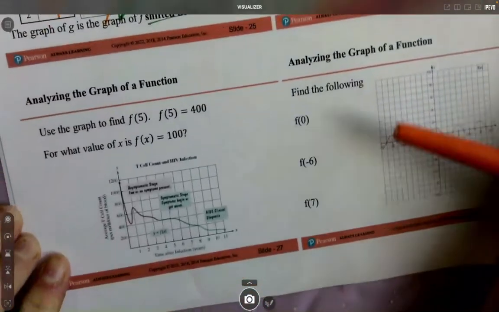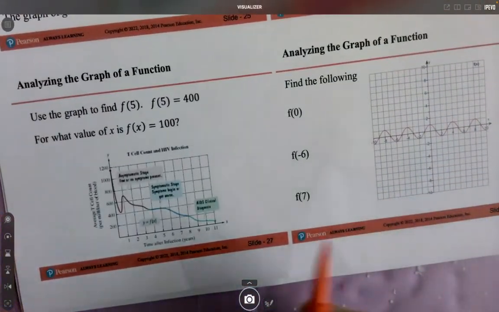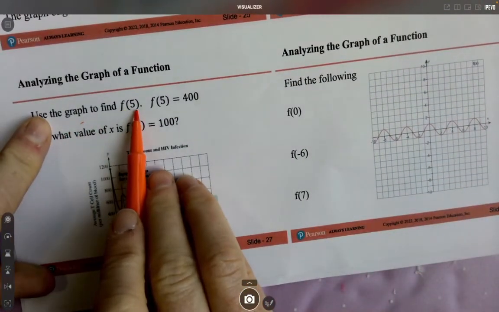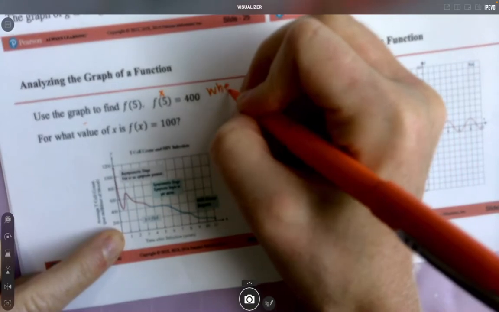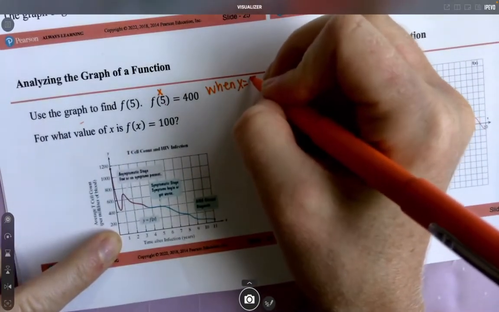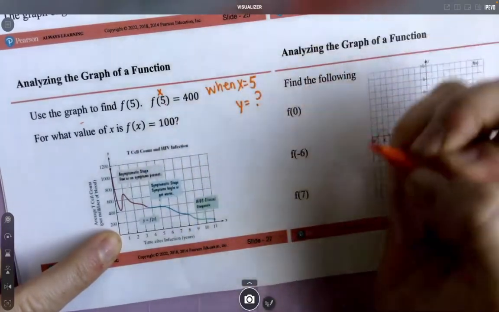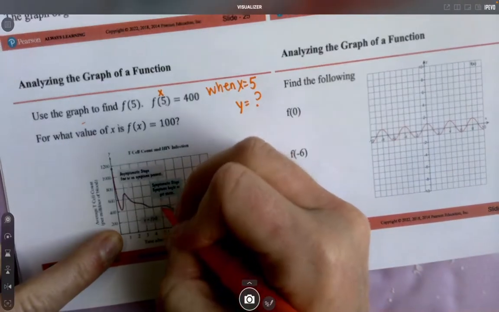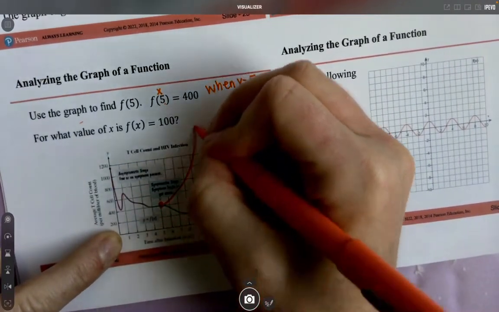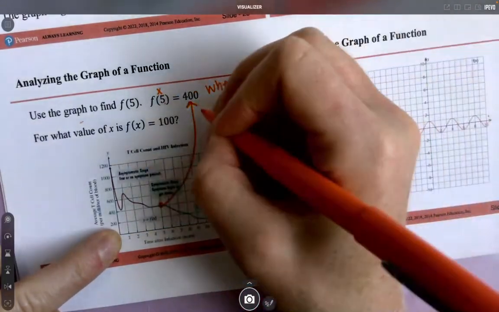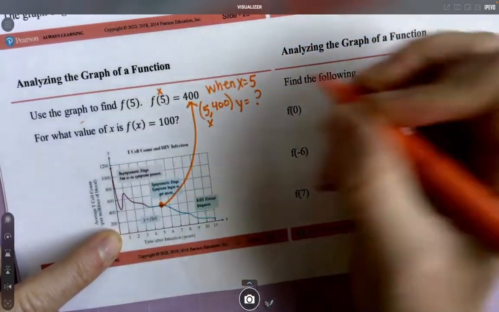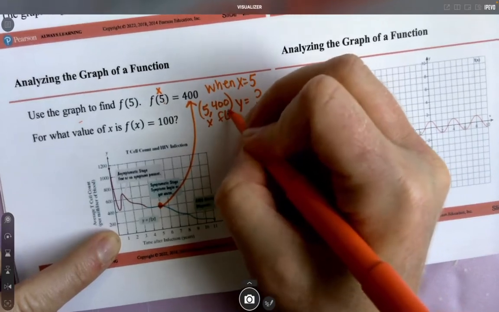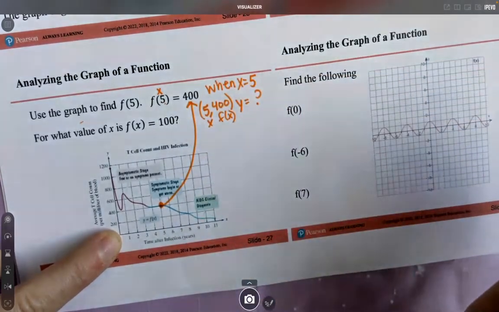Okay, let's look at analyzing the graph of a function. So it says use the graph to find f of 5. f of 5 is 400. So that means that when x equals 5, y equals question mark. So you look at x equals 5. It's right here. So see how this is 400. It's 5, 400. x is 5. f of x, or f of 5, is 400.